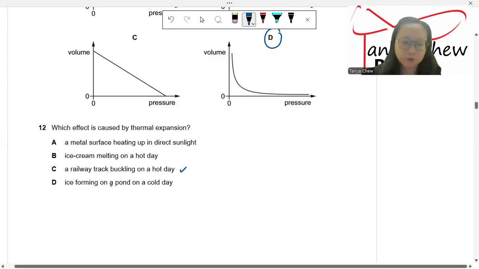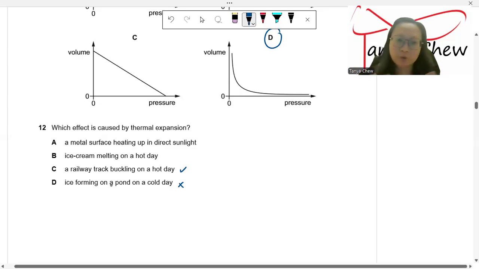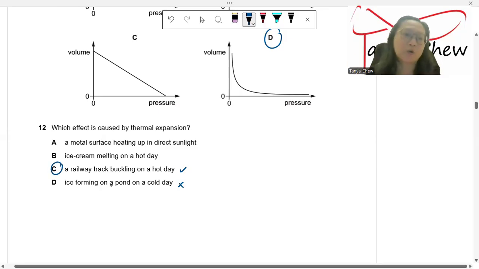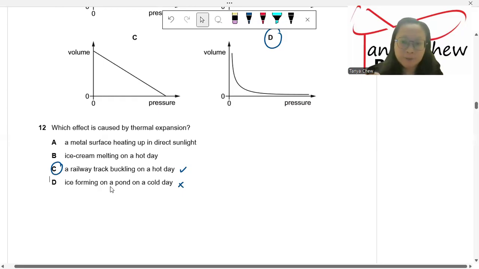D, ice forming on a pond on a cold day, nothing to do with thermal expansion. When the metal surface is being heated in the direct sunlight, it is only at the top surface of the metal that causes the atoms in the metal to receive thermal energy, which they could vibrate more. So that is not called thermal expansion. The atoms on the surface of the metal would just vibrate more. So C is the correct answer. That is why our railway track is built with some gaps between them in order for the material to expand during the hot day.